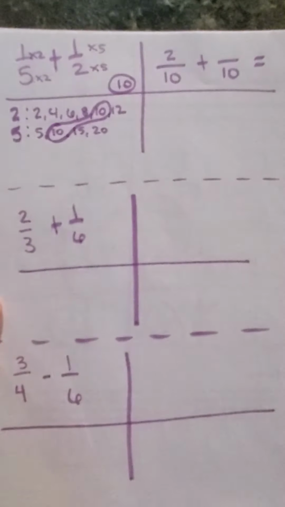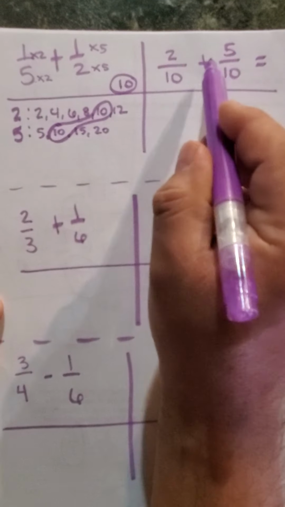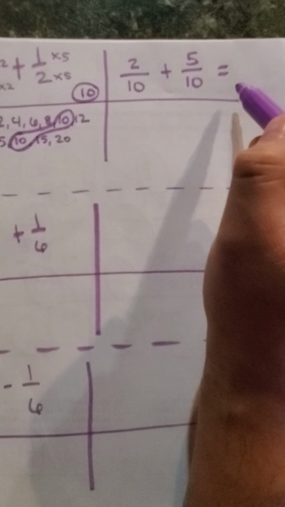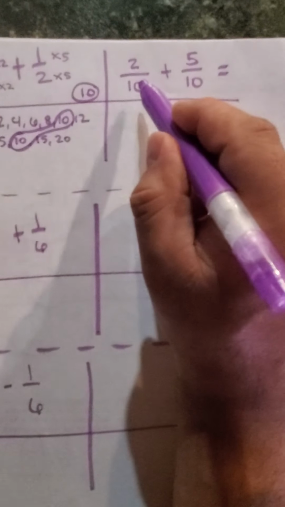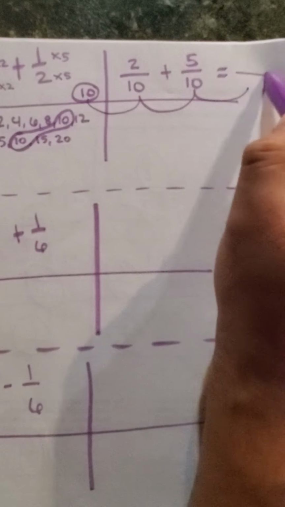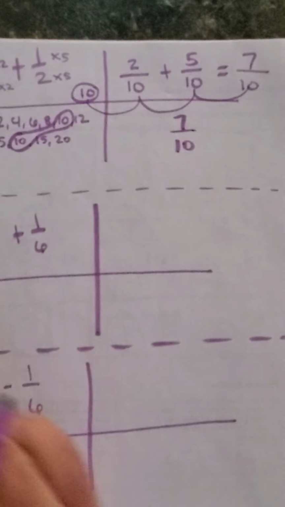Usually I use a different color here so you can see. So 1 times 5 is 5. We already wrote 2 times 5 is 10. And all you do is add across. You're not going to do 10 plus 10 is 20 here, okay? Your denominator stays the same. It is consistent throughout the whole problem, okay? And then 2 plus 5 is 7. So your answer is 7/10, and it is in its simplest form.